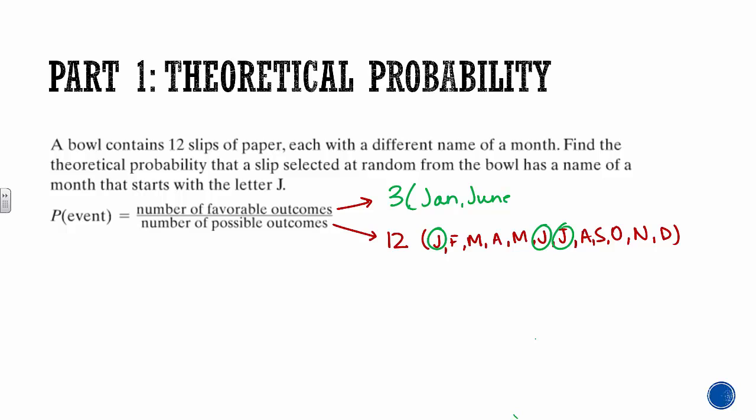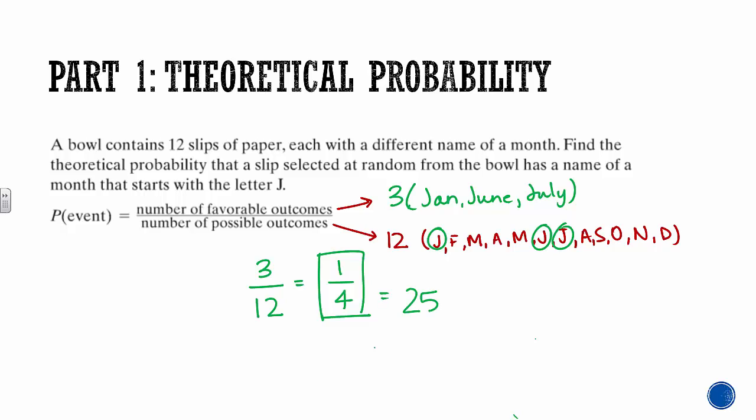Jan, June, July. So the probability that I select January, June, or July out is 3/12. And then we simplify this when we can, so 1 out of 4. So I have 1/4 of a chance, or 25% of the time when I draw, I will pick out a month that starts with J.